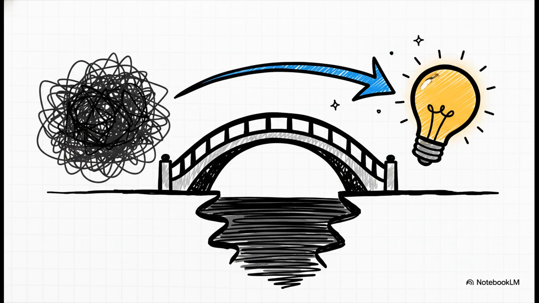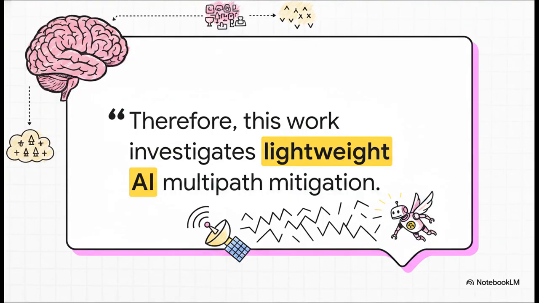You've spent all this time proving a real problem exists, right? Well, now you're stepping up to the plate to offer the solution. Let's see how seamlessly that bridge works in action. Existing machine learning approaches often require large data sets. Therefore, this work investigates lightweight AI-based multipath mitigation. Boom! Do you see how naturally that flows?